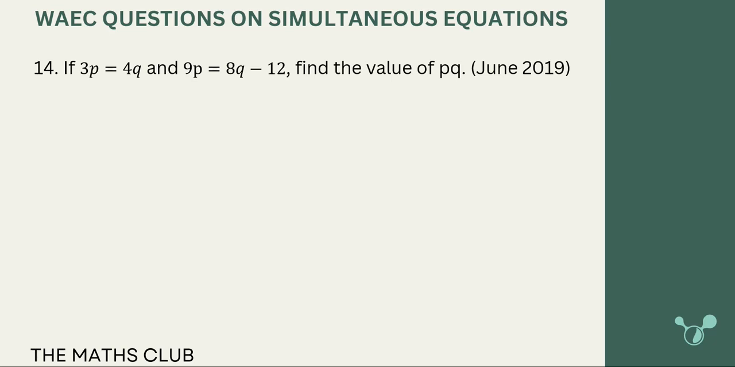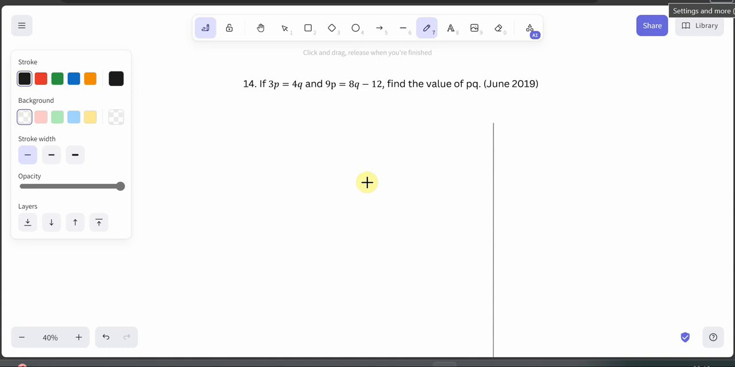Welcome back. Let's solve it together. Remember, the way I solve this might not be the same way that you solve it, but we must arrive at the same conclusion and we must have a series of steps that we're following. So our 3p is equal to 4q, right? And then we're told that 9p is equal to 8q minus 12. So if I multiply this one by 3, that means my 9p would be equal to 12q, right?